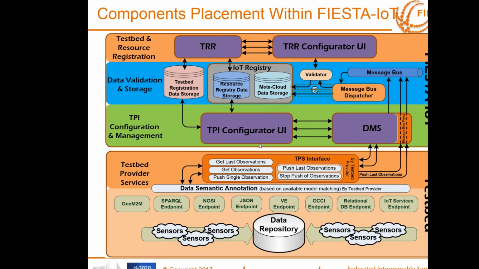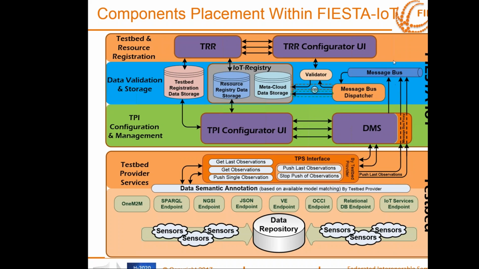After this you're going to use the TPI configurator in order to configure how your data is going to be retrieved from the TPS. So let's say that you identify a specific time period for your data to be retrieved. This will be configured in the data management service here, and in a specific time period it is going to call your interface in order to retrieve the data.